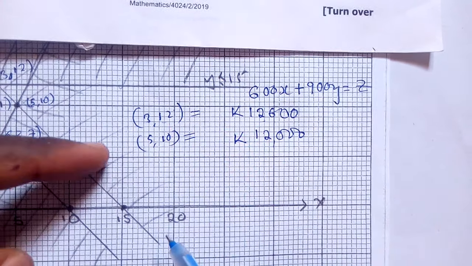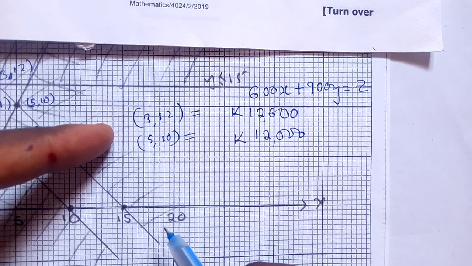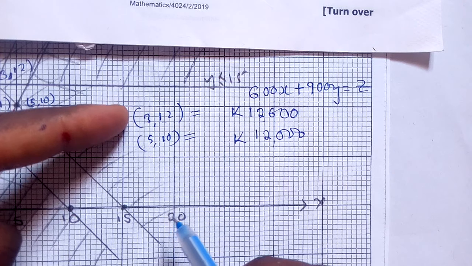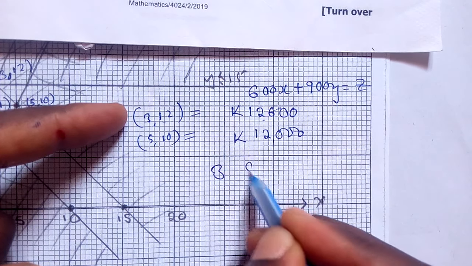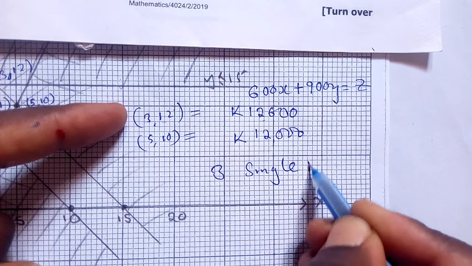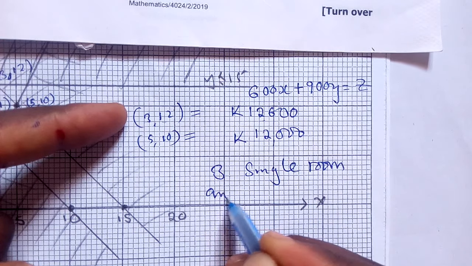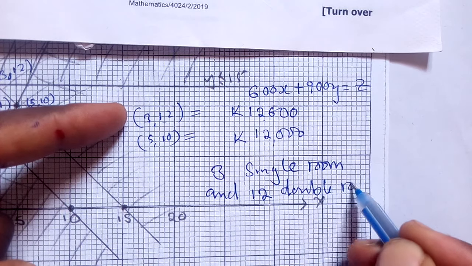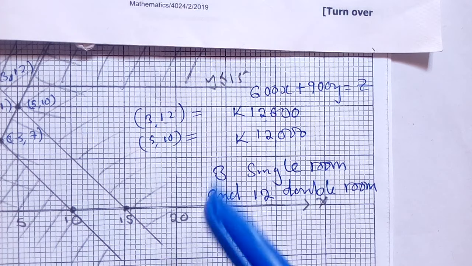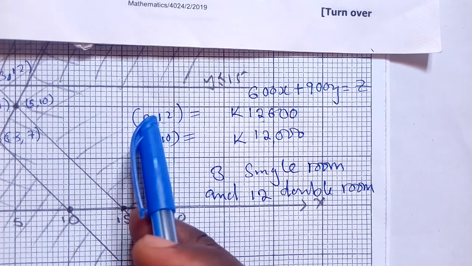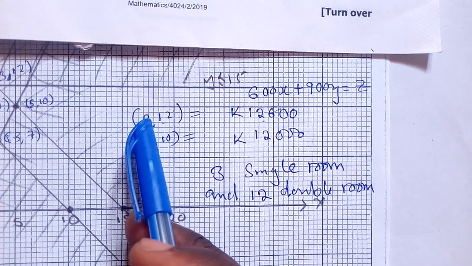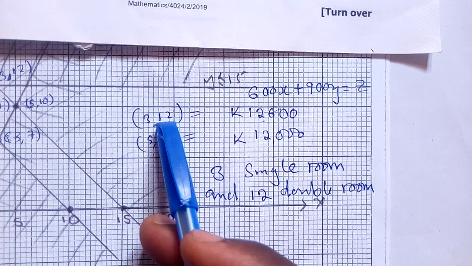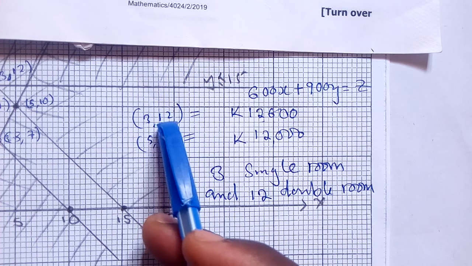12,600. So in the question they wanted to know the number of single rooms and the number of double rooms that can maximize the income. So we just say 3 single rooms and 12 double rooms. All right, because x represents single rooms, which is 3 here, and y represents double rooms, which is 12 over here.